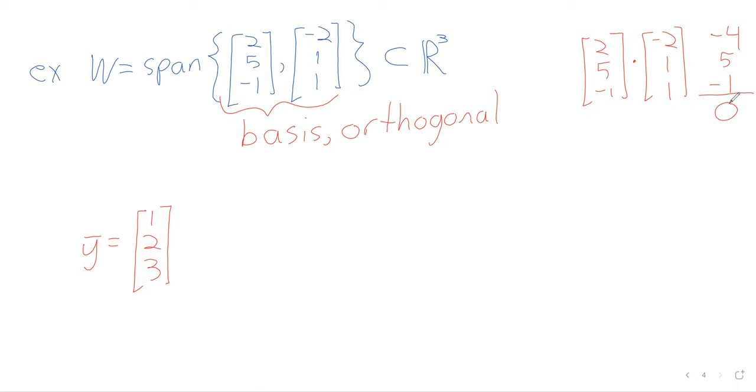If we want to take this y and project it onto W, y hat equals, and now this kind of tedious plug and chug, we dot the y and the basis vectors together. And we get, let's see if I can just do this, 2 and 10 and -3. 12 minus 3, I make that dot product 9.